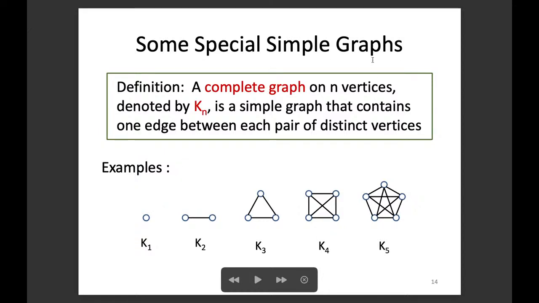All the graphs that we are talking about are simple, okay? So K1 is just this one, K2 is an edge, K3 is a triangle, K4 is something that we have seen already, and for K5 we have 5 vertices, and then we join each pair of vertices with an edge. So this is called a complete graph.